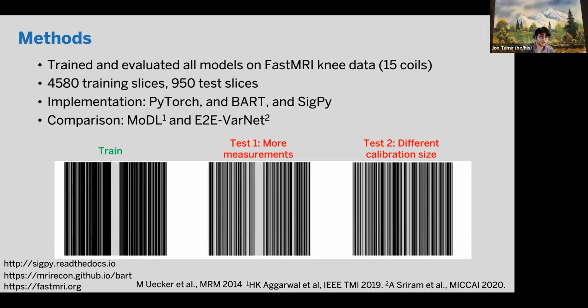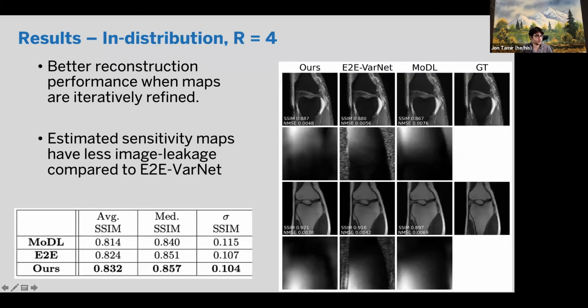From the same set of coils? No, that's a really important question. And I don't know if that made it into my slides. One thing that, let me go back here.